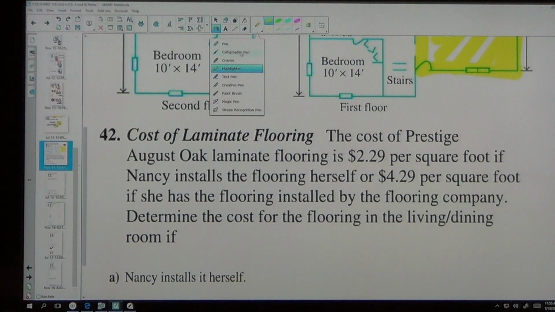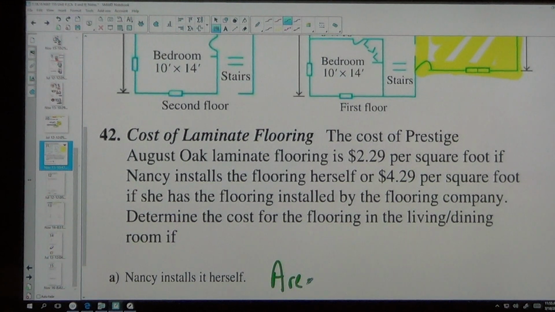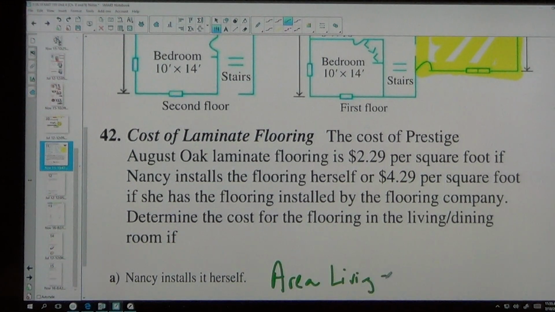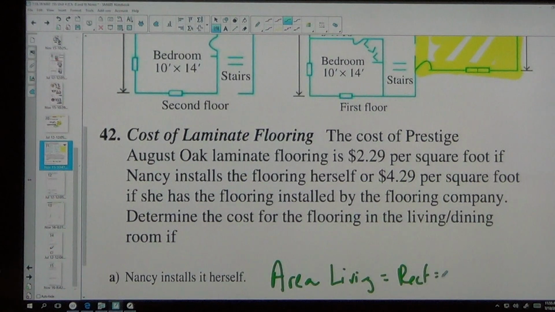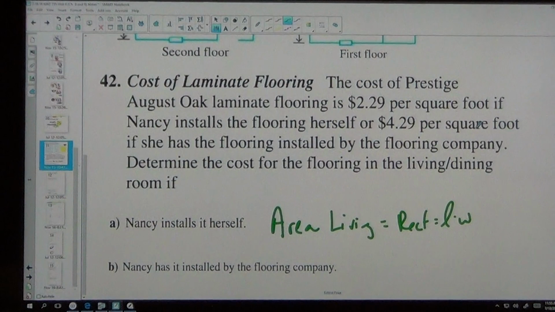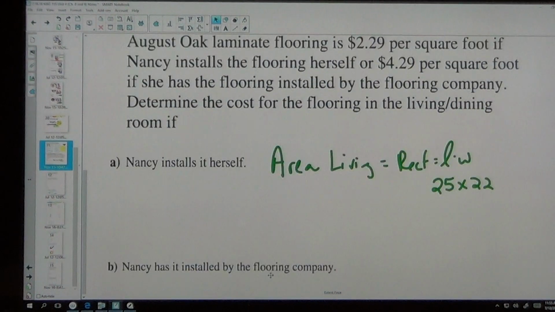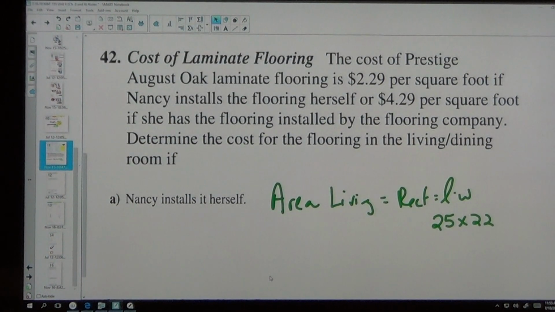So, I'm going to come down here and I need to know the area of the living room. It's a rectangle, which means I'm going to do length times width. So, 25 times 22. Sharonda, what's 25 times 22? 550. Because that was feet times feet, that's going to be square feet. That's the area that we're trying to find.